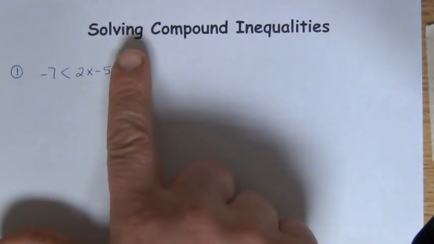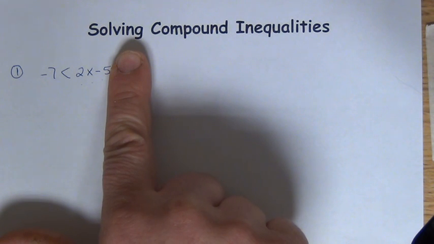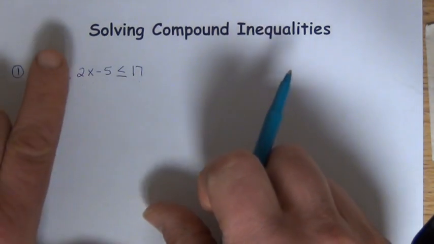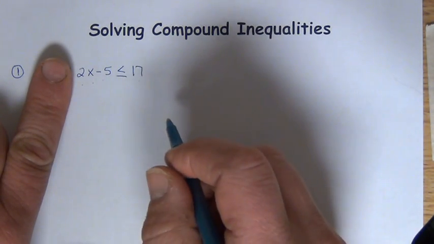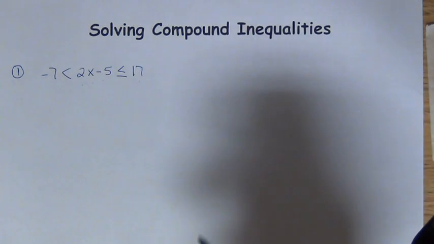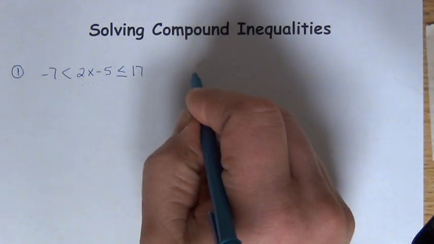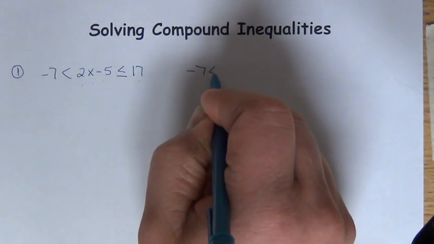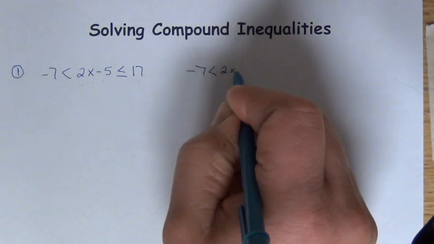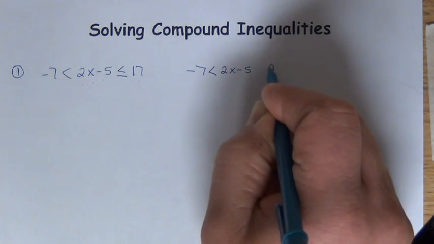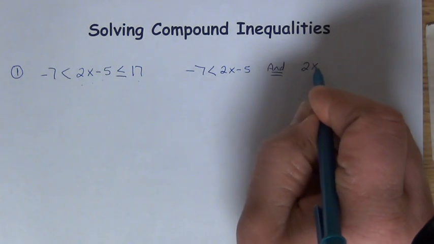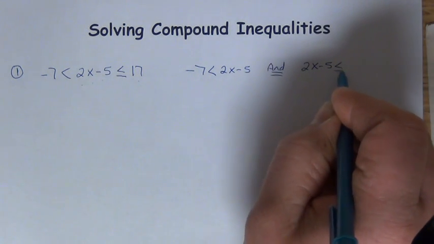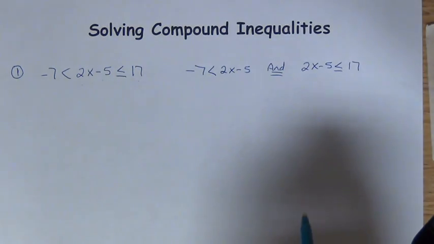So the first inequality would be something like negative 7 is less than 2x minus 5. And the second inequality would actually be 2x minus 5 is less than or equal to 17. And that gets at both components of my AND. So here's the first one. Negative 7 is less than 2x minus 5. And, don't forget this is an AND, 2x minus 5 is also less than or equal to 17.